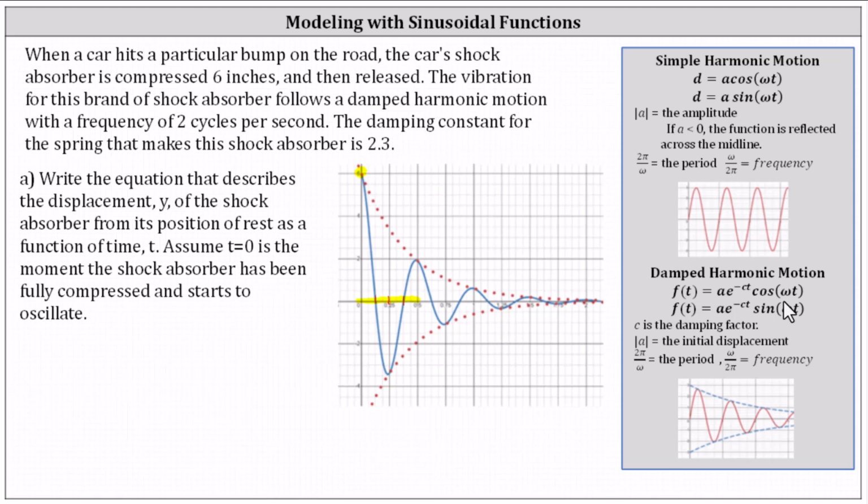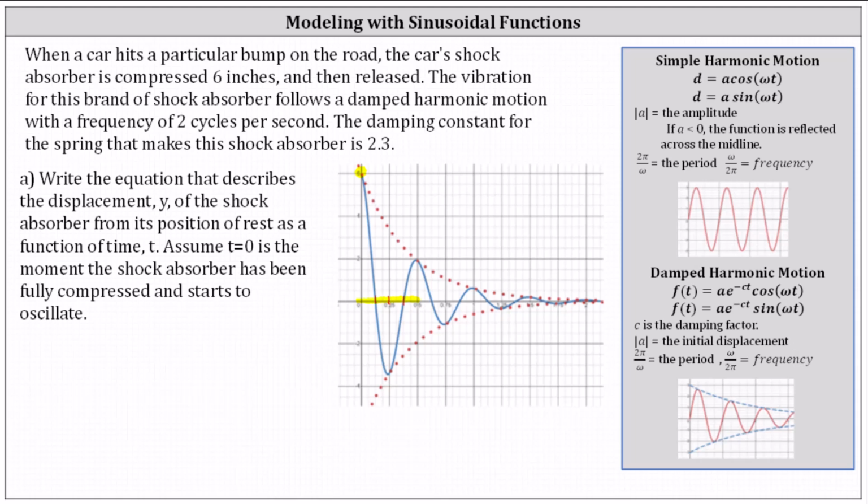which is f(t) equals a times e to the power of negative ct times cosine of omega t, where c is a damping factor, the absolute value of a equals the initial displacement, and 2 pi divided by omega equals the period, and therefore omega divided by 2 pi equals the frequency.